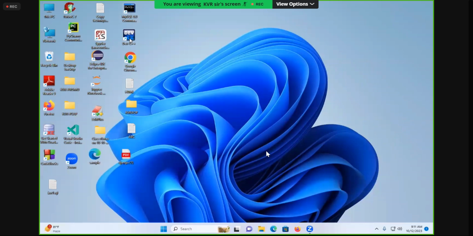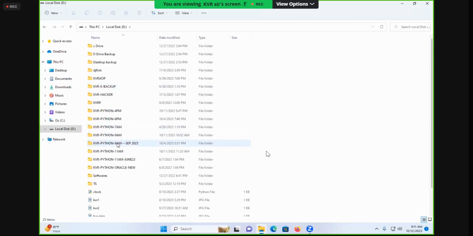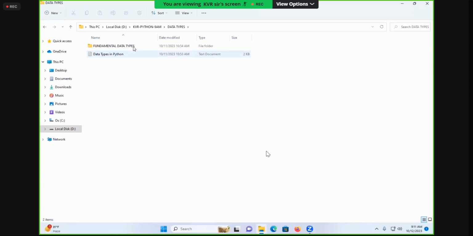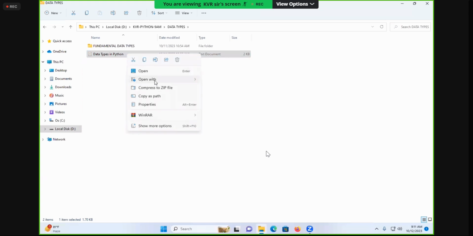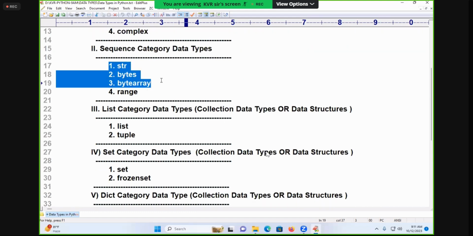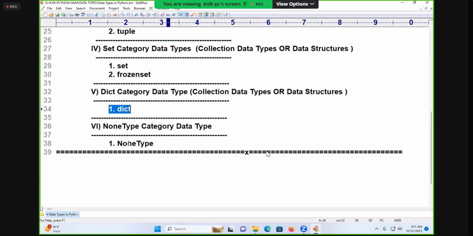Last session we already completed the data types concept. I hope you are remembering. How many data types are there? 14 data types are there. Can you repeat them once? Int, float, bool, complex, str, bytes, bytearray, range, list, tuple, set, frozenset, dict, NoneType.